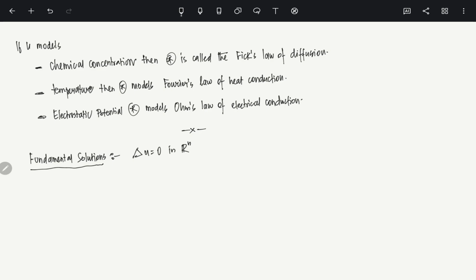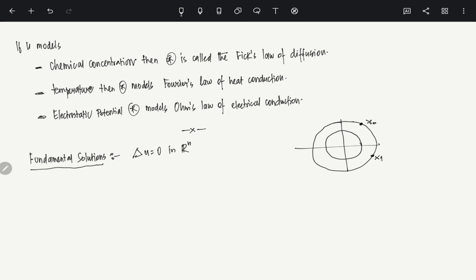What is a radial solution? Think about it like this. Let's say in 2 dimensions the domain is R2. This is your domain, and let's talk about circles in the domain. Take one point on the circle, and u at that point will have some value. Then you take another point on the same circle. Let's say this is x0, this is x1.